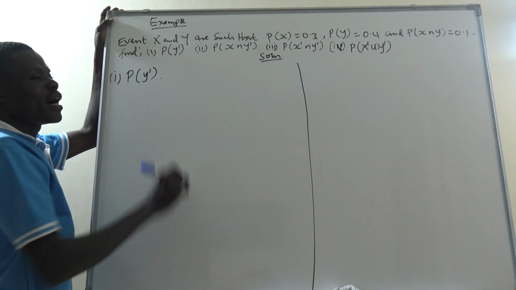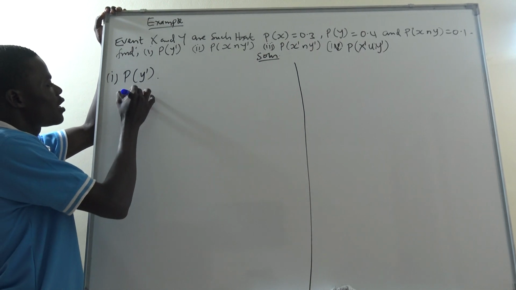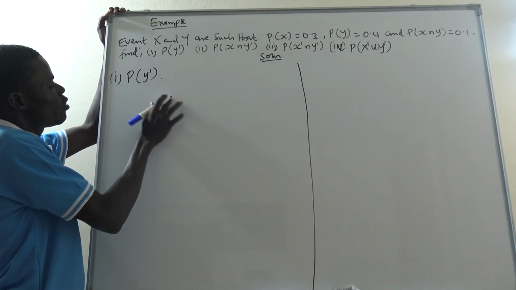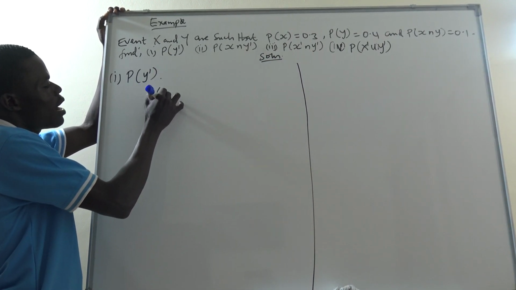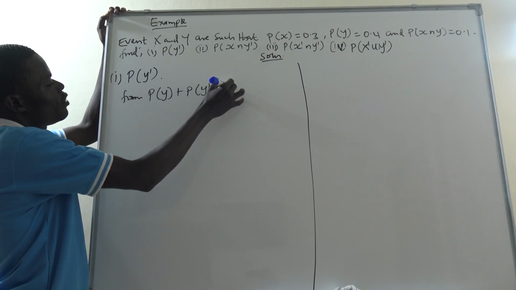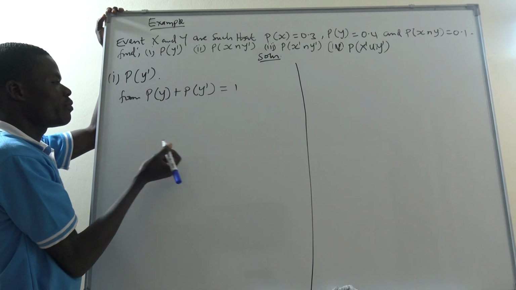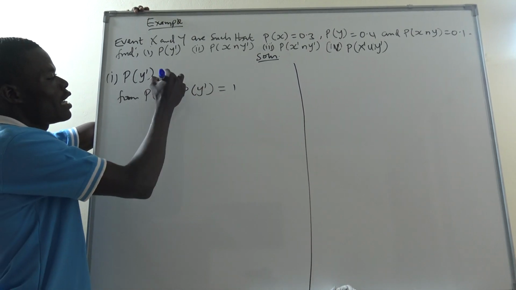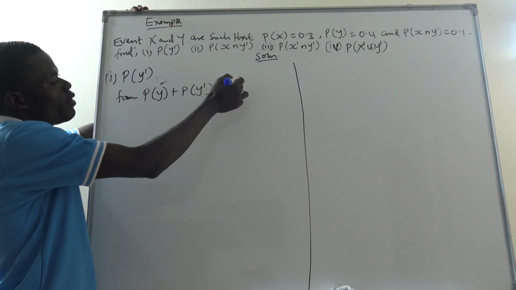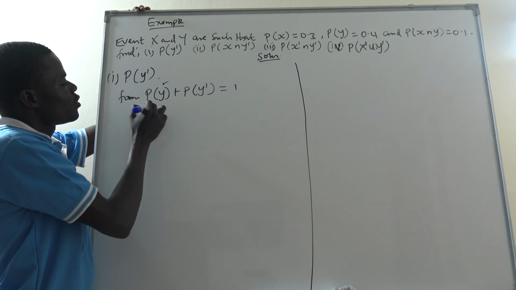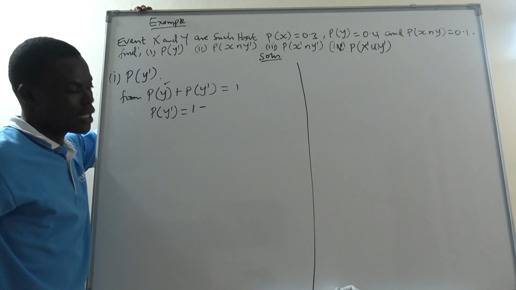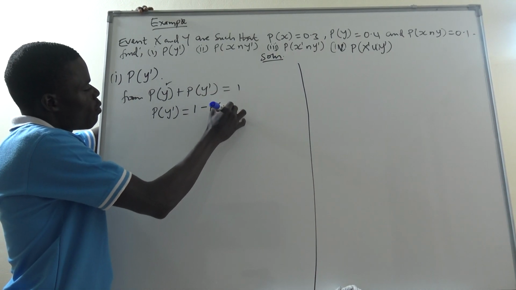Remember, from our derivation, the probability of Y plus the probability of Y complement gives 1. But what do we need? We have the probability of Y, and we need the probability of Y complement. So the probability of Y complement equals 1 minus the probability of Y.